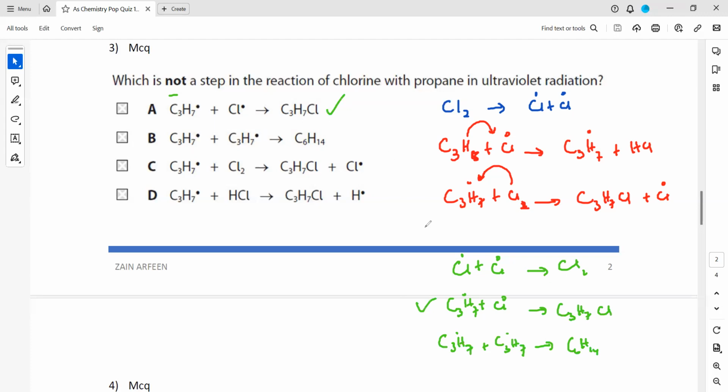C3H7 plus C3H7 gives C6H14, that's also present. C3H7 radical reacted with a chlorine molecule to form C3H7Cl plus a chlorine radical, that's also there. So it means D is not there. So D is the right option. How do you identify this? You just write the reaction mechanism, and after writing it, you can identify which stage is not involved in this reaction mechanism.